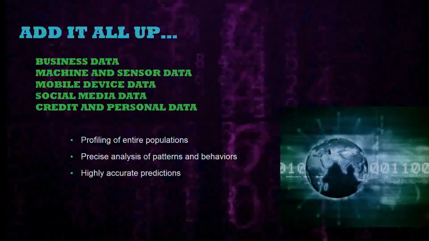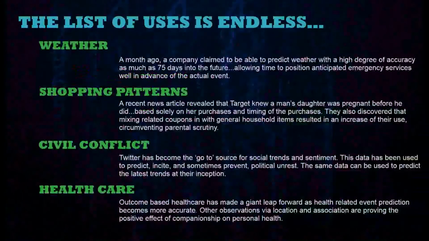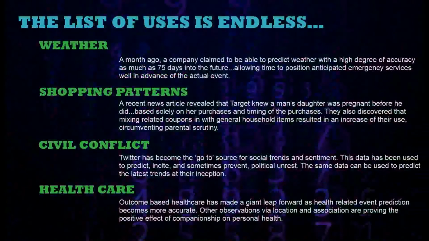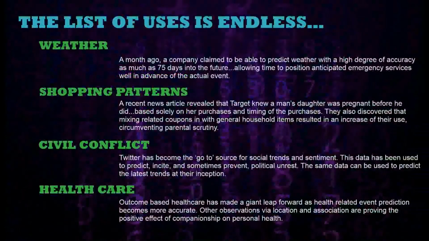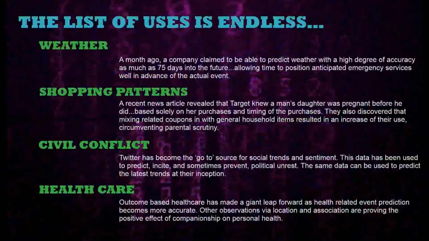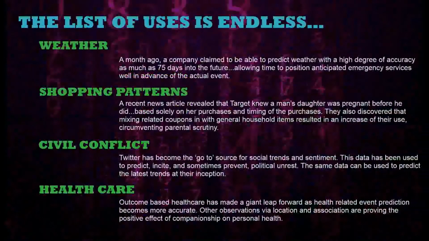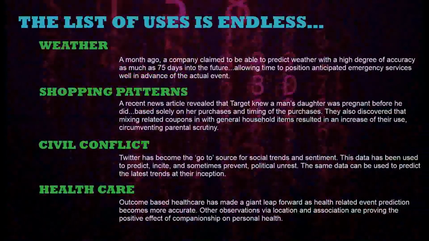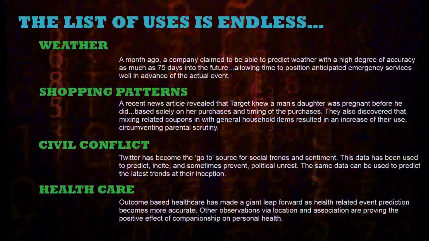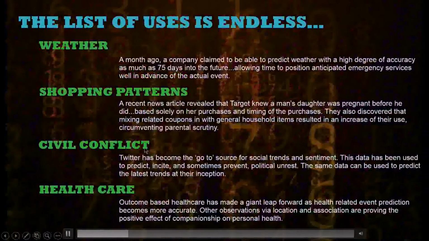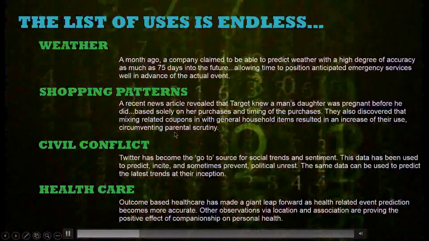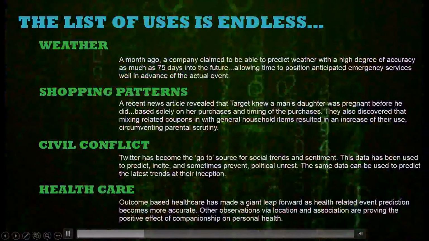So uses, we have new stuff. This is general big data. There's a company talking about being able to actually predict weather months into the future, which has never been done. Everybody likes to laugh at weather forecasters because they're always wrong, unless it happens to be raining and they say it is. Shopping patterns, a really interesting article, and this is one of those frightening and interesting very much at the same time.